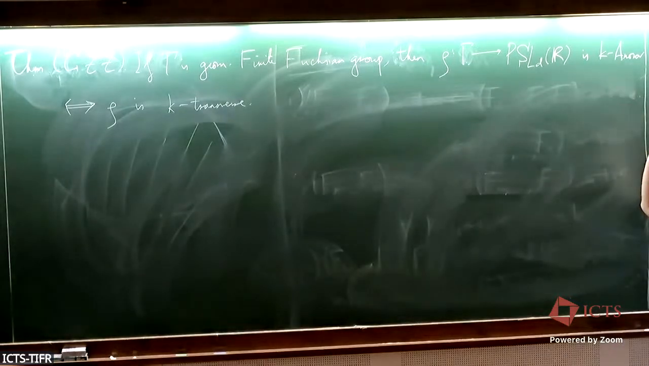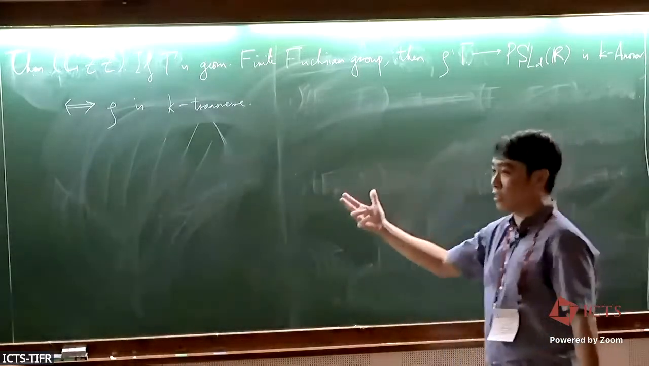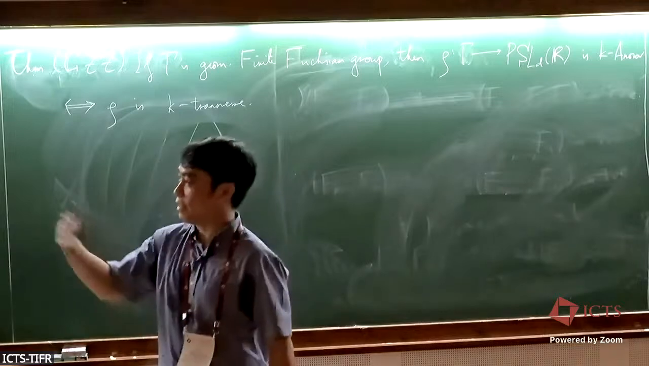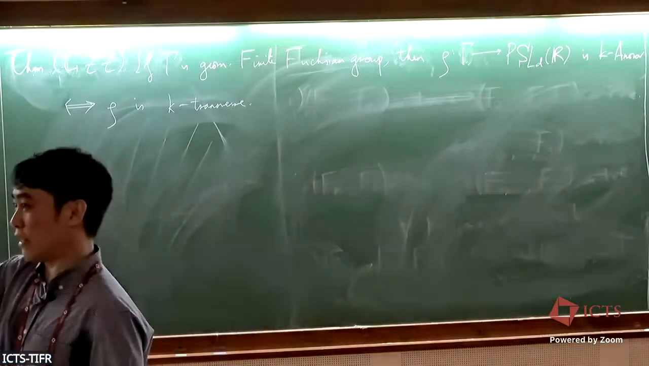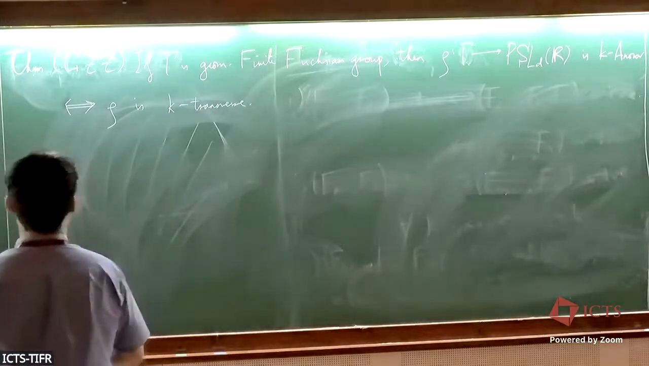But in the case when gamma is a geometrically finite function group, this is the same thing as saying that rho is K transverse, okay? So in particular, this tells me that the Hitchin representations are all K Anosov for all K. Okay, so the corollary.